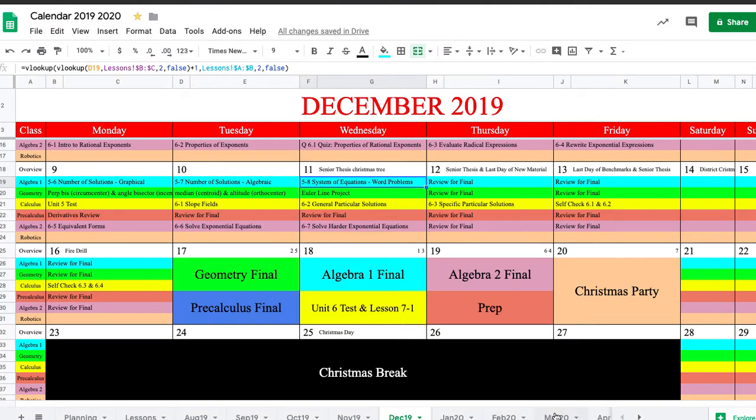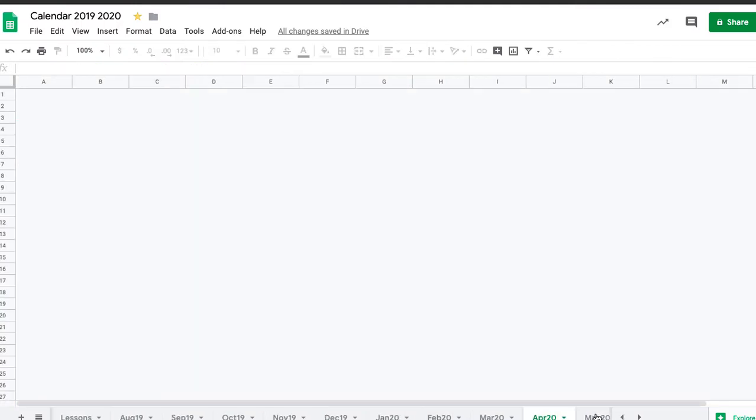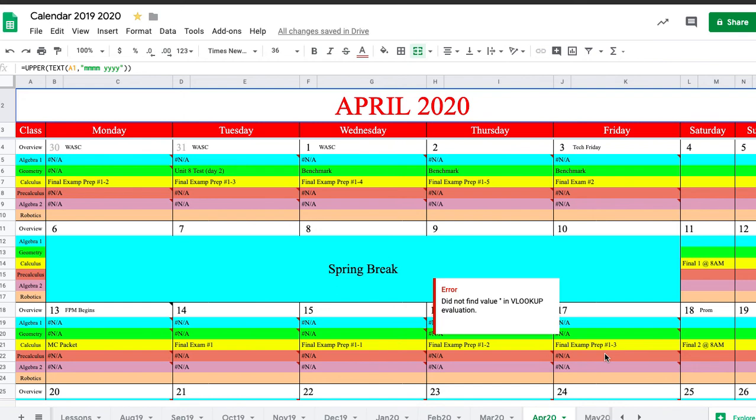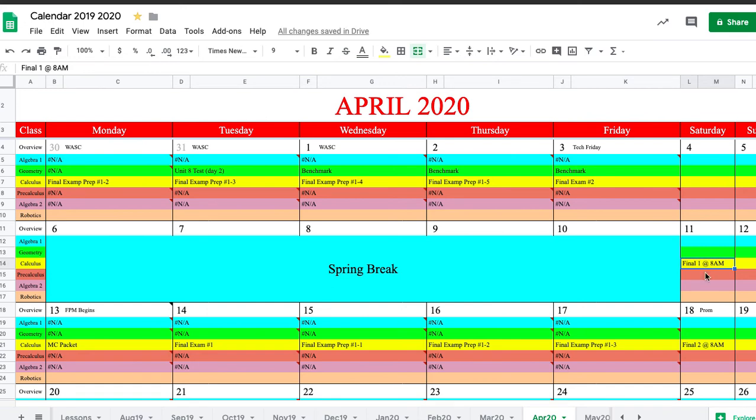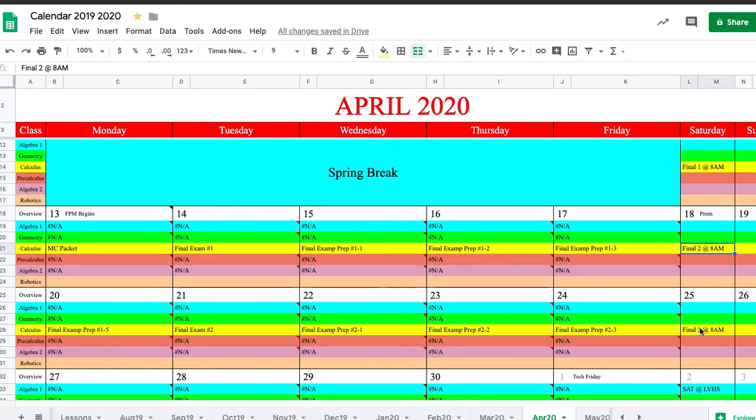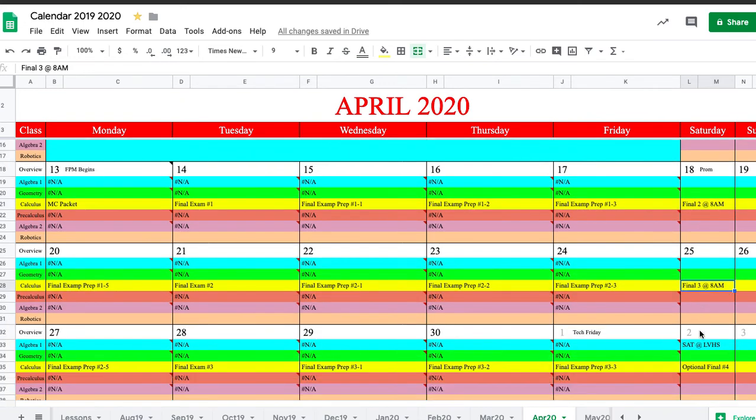So coming back here to the calendar, here's April. Just so you guys see the end game. In April, you have spring break. You take your first final on this Saturday, second final on that Saturday, third final on that Saturday, and then there's the SAT on that day. This is all in April.